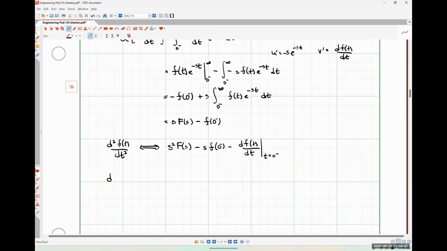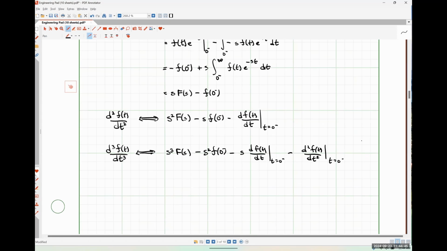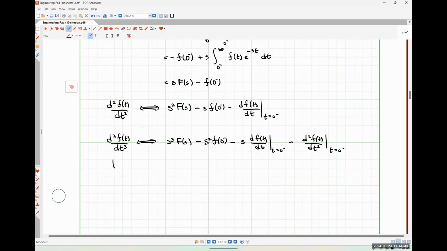Third derivative is just going to be s cubed F of s minus s squared f of 0 minus, minus s times the derivative of f of t with respect to time evaluated at t is equal to 0 minus, minus the second derivative of f of t with respect to time evaluated at t is equal to 0 minus, and so on and so forth until I get to the nth derivative.